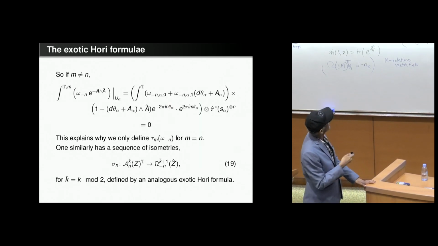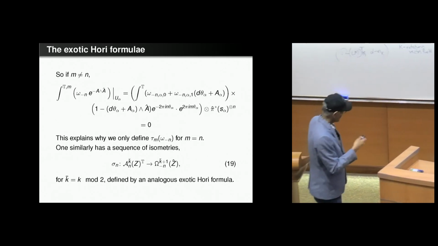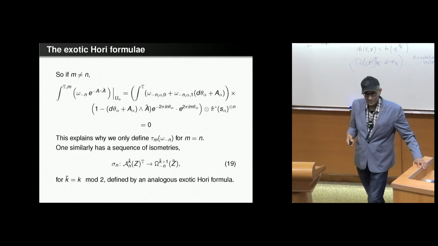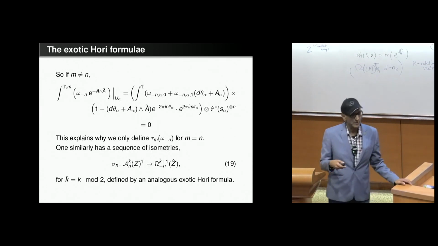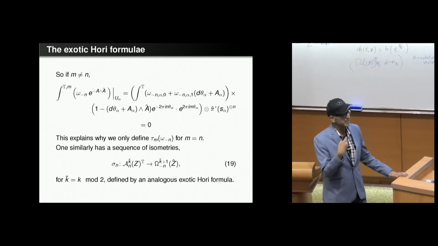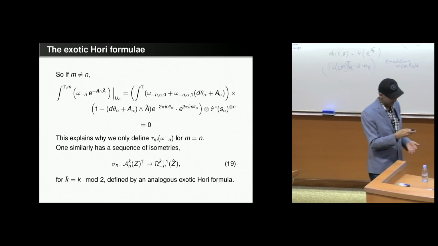So there's a long check. I won't go through it. I'm also very tired. That's the point: it looks like the usual Hori formula, but you replace just integration along the fiber by this twisted integration along the fiber, and amazingly it all works.